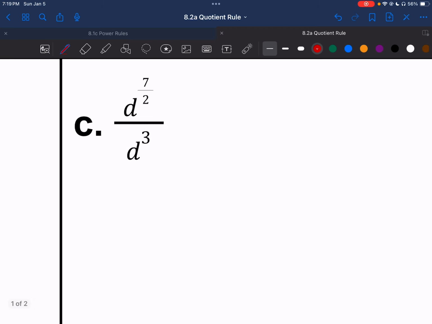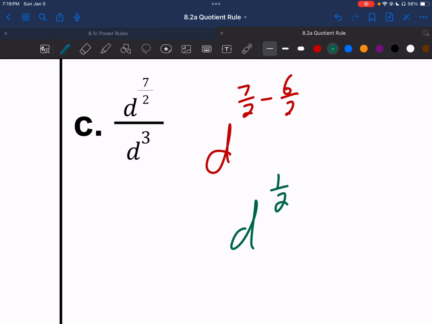Letter C. Ooh, we've got a fraction and we've got a whole number. So let's do this. So we have 7 halves minus, well, let's see, if we've got a coefficient of 3 and we need to find out how many halves that is, we multiply it by 2, and so that is going to be 6 halves. And so the result is D to the 1 half.